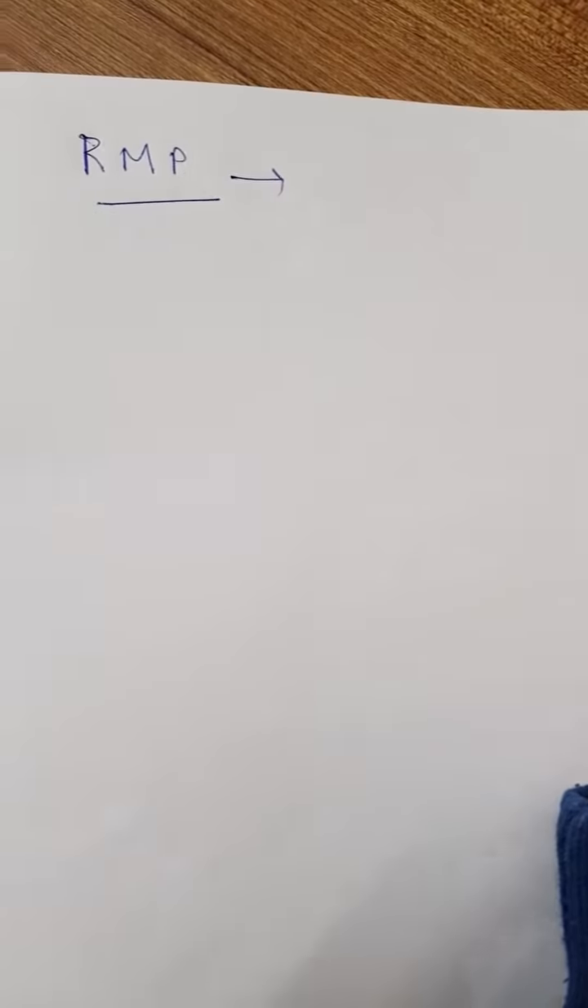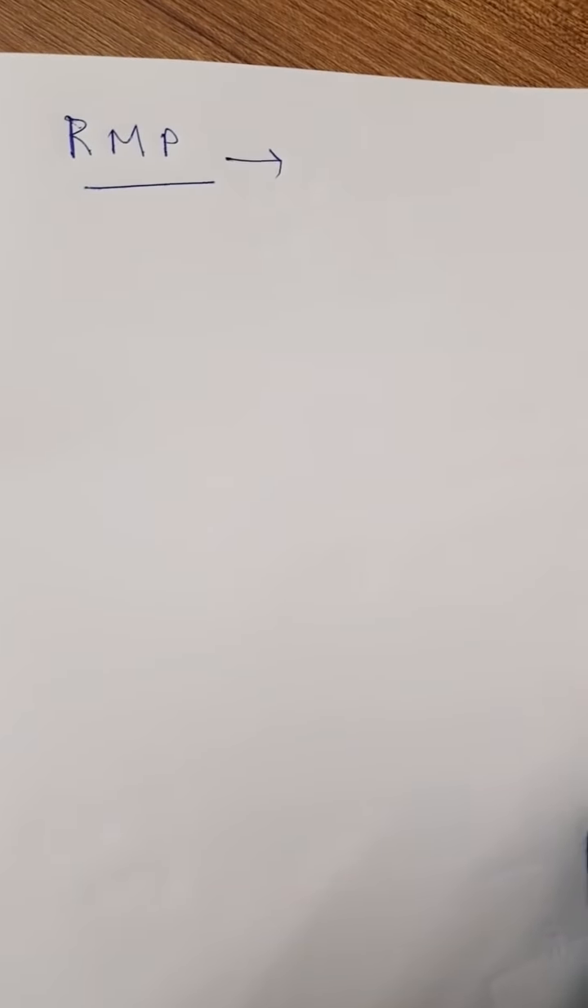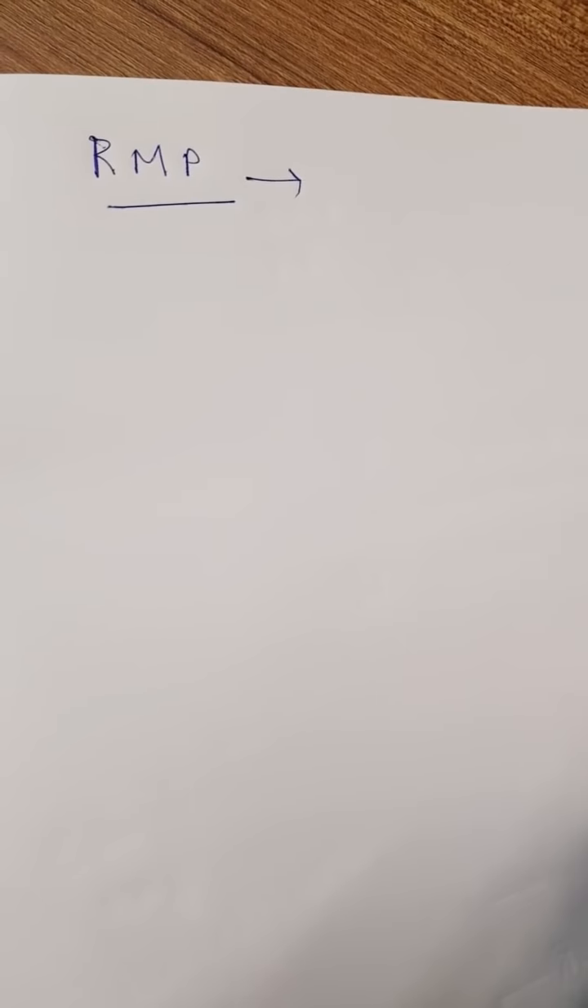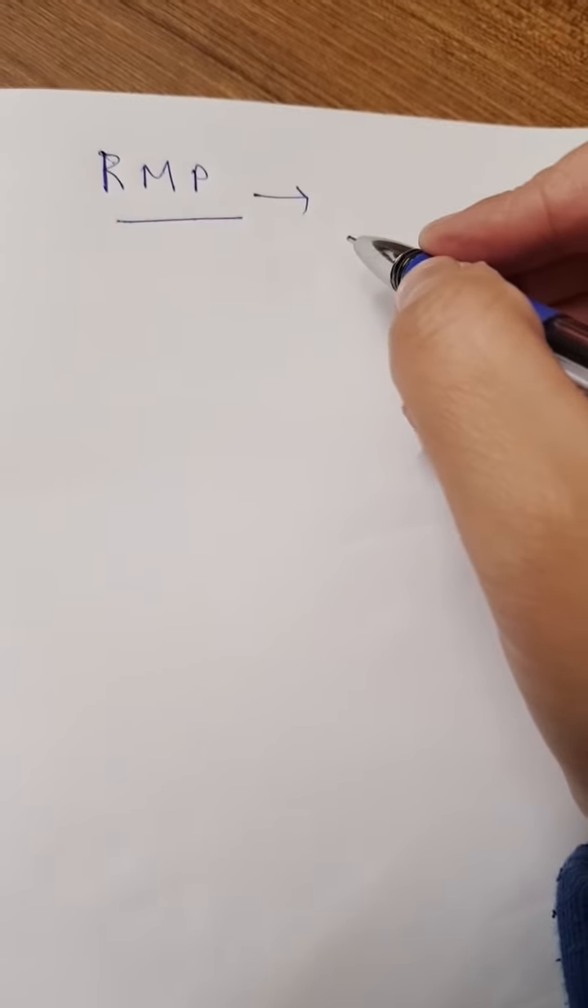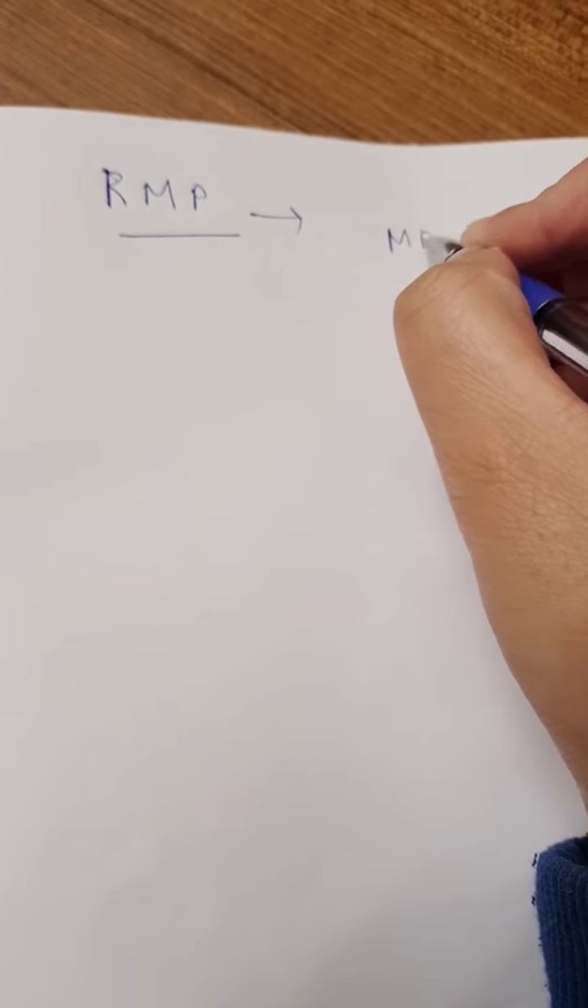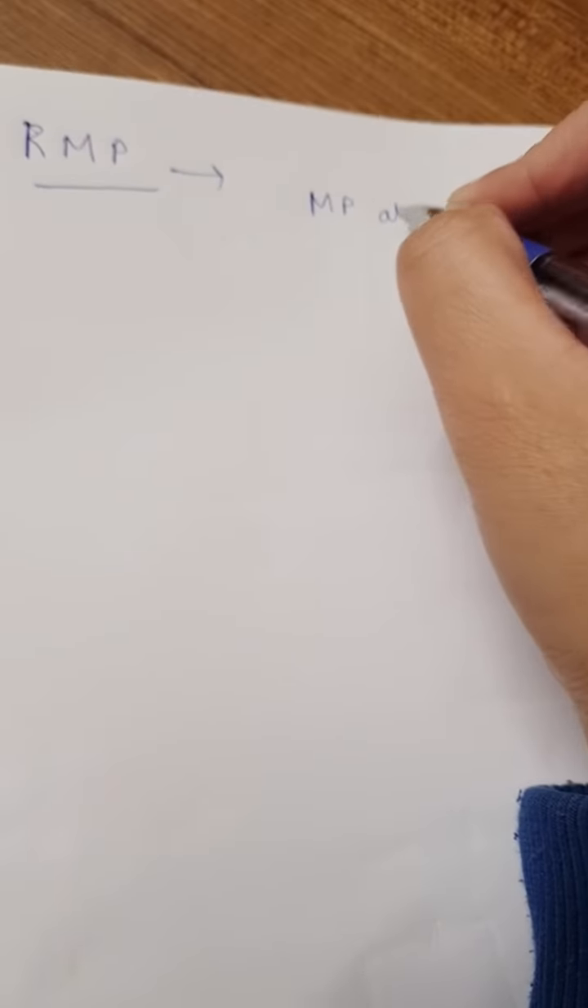Okay, now what is RMP? That is resting membrane potential. When the membrane is at rest, this membrane potential is known as resting membrane potential. So it is the membrane potential recorded at rest.